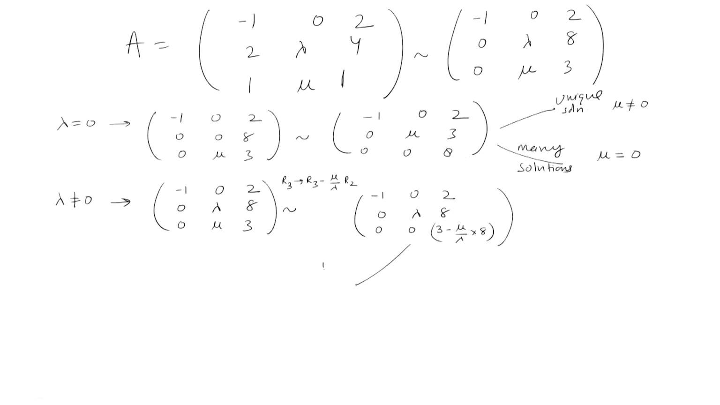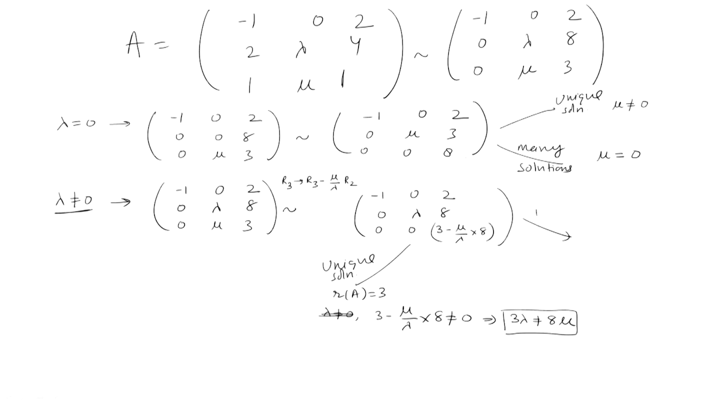Now, for unique solution, how will you get the unique solution? If rank of this matrix is 3, the number of unknowns, and rank will be 3 if lambda is not equal to 0 and this is not equal to 0. Lambda not equal to 0 is already there, so we do not need this condition. So, 3 minus mu upon lambda into 8 should not be 0. So, this implies 3 lambda should not equal to 8 mu.